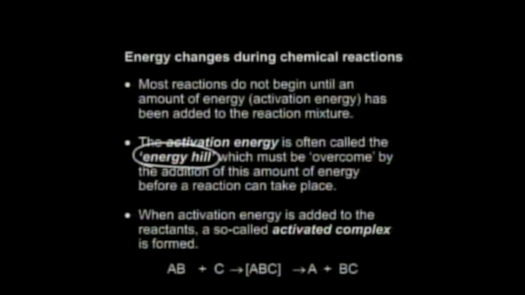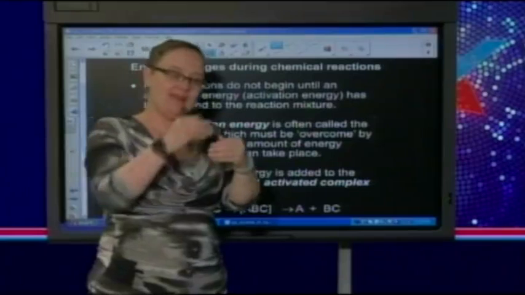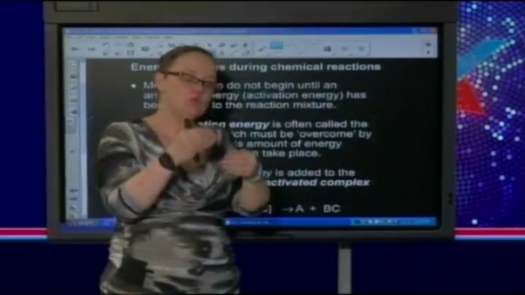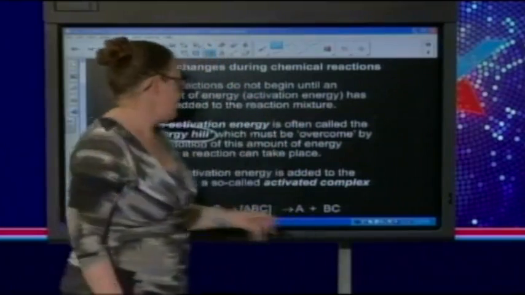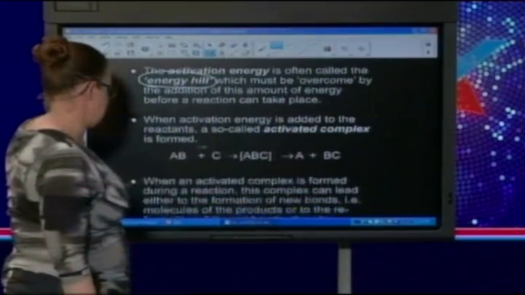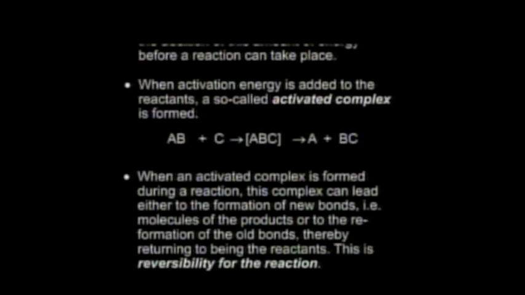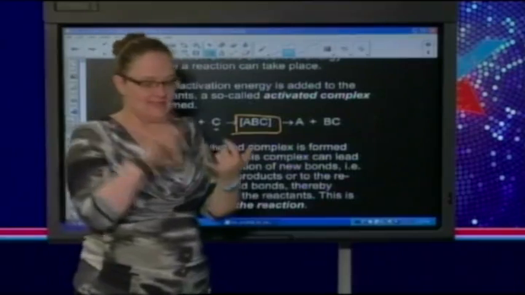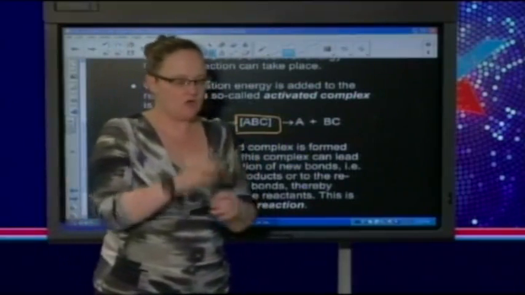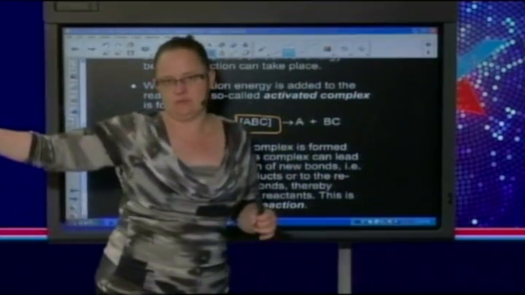So that energy hill is the amount of energy we need to put in, which is our activation energy. When we've put in the activation energy, we get to a middle step, which is known as the activated complex. So what we have here is substance AB, whatever it is, added to C, and we get this little thing in the middle, ABC. Guys, this activated complex is not stable. I can't take it out of the system and use it for something.